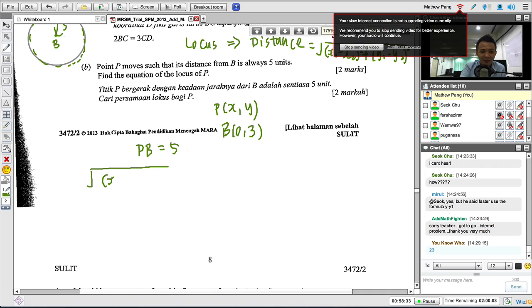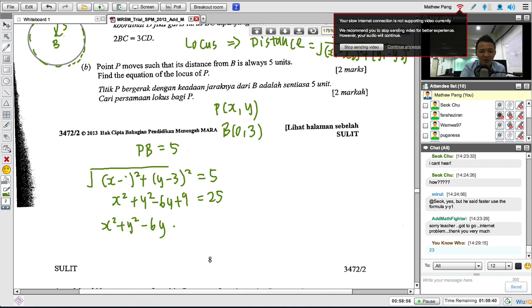So the square root of x minus 0 squared plus y minus 3 squared equals 5. Then I move the square root to the other side. This is x squared plus y squared minus 6y plus 9 equals 25, because when I move the square root to the other side, it becomes 25. Then I just move all the numbers here. So x squared plus y squared minus 6y minus 25 is minus 16 equals 0. Done. This will be my locus.